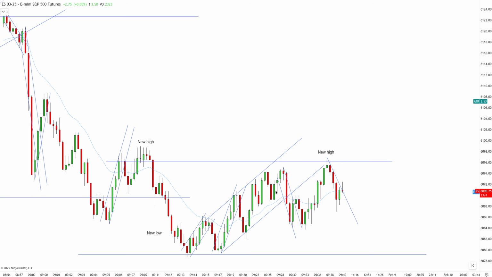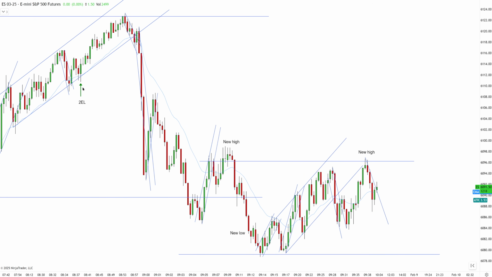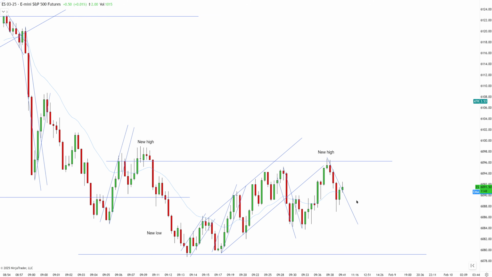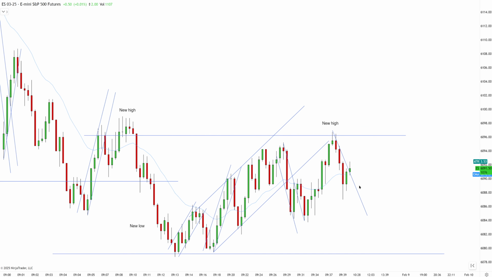But the overall bias right now is not as clear as I would like. For example, our initial second entry long, everything was clear. This is the setup we want to take where everything aligns. Now it's a bit all over the place, so let's see. That's okay. My job as a trader is to wait for everything to align.